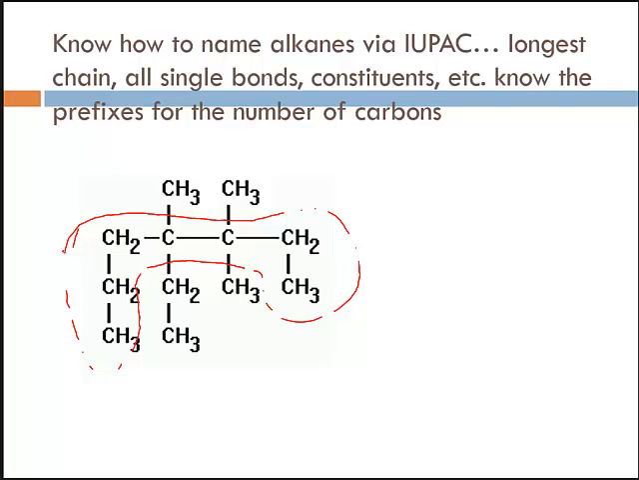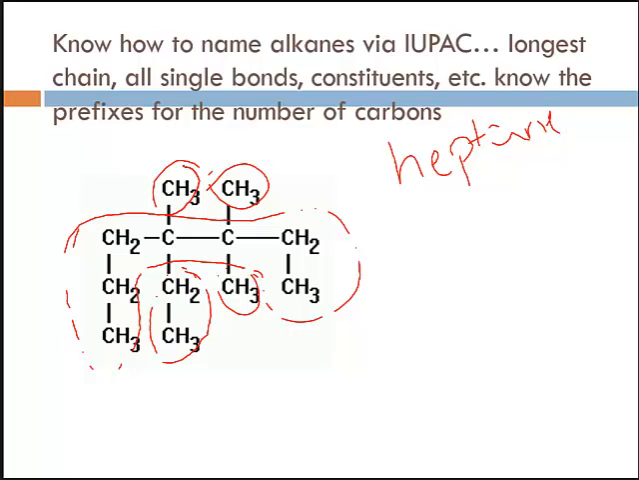And once you find the longest chain, count how many carbons you have. So 1, 2, 3, 4, 5, 6, 7. So we have 7, which is hept. They're all single bonds, so it's heptane. Now look at what's not circled. We have 2 carbons here, 1 here, here, and here. The ones that are singles are methyl groups. The one that has 2 carbons, 2 is eth, so this becomes ethyl.